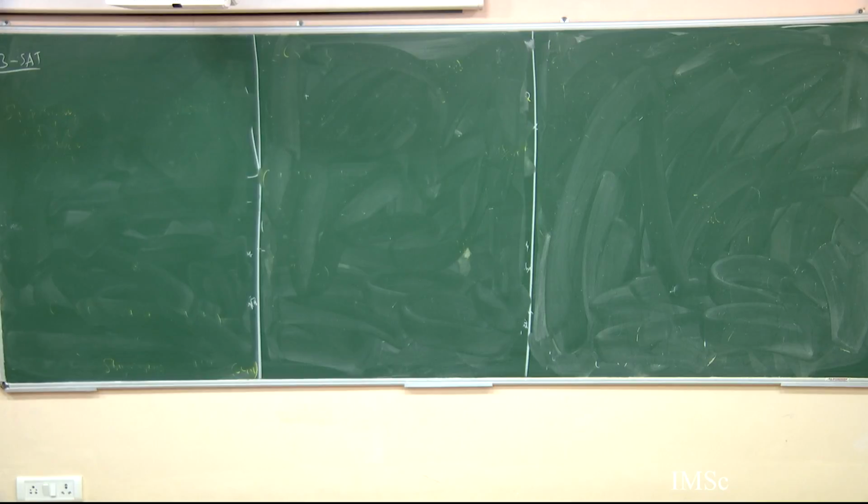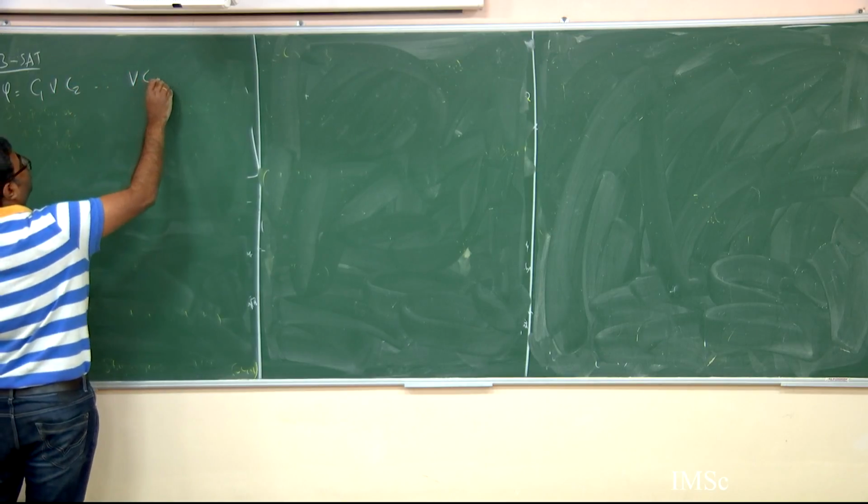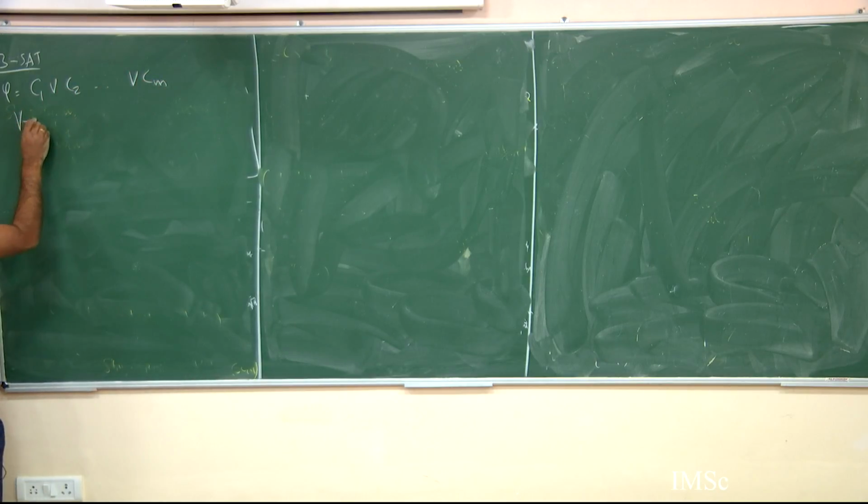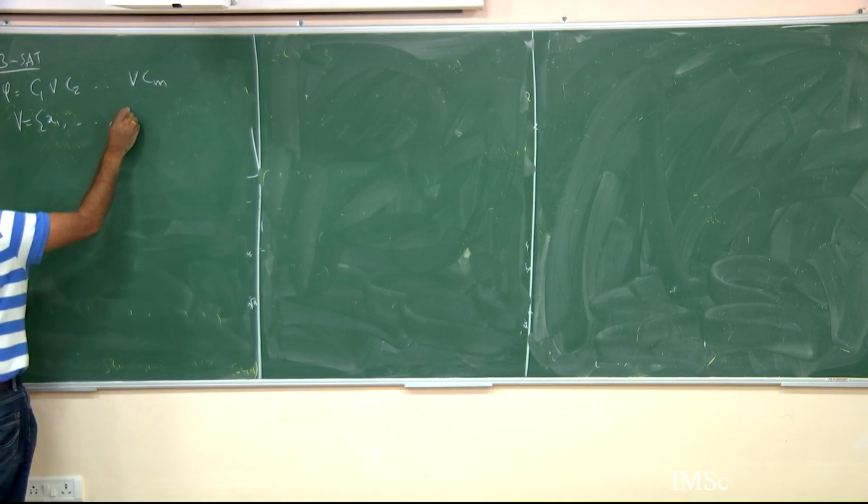So 3-SAT, there are two ways of viewing 3-SAT. What does a 3-SAT formula generally consist of? It consists of phi, with m clauses and a variable set x1 to xn.